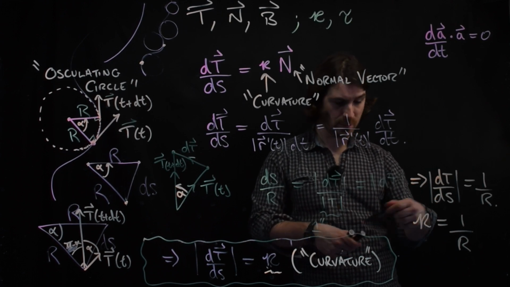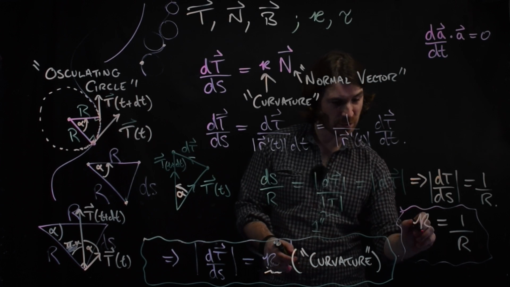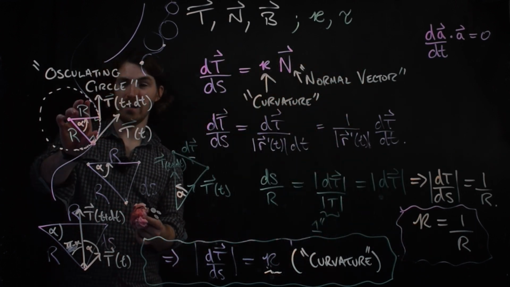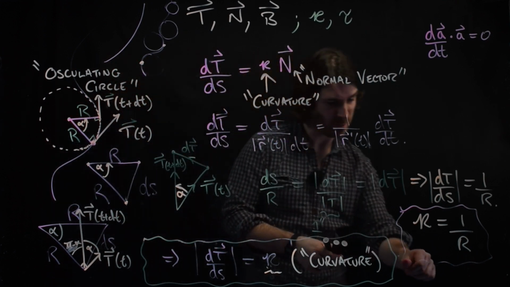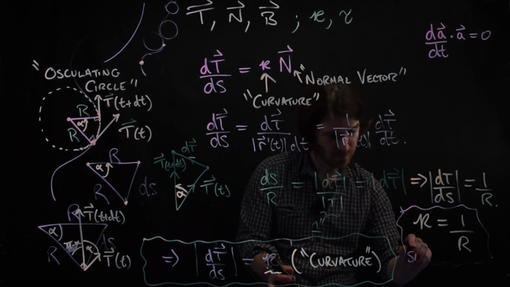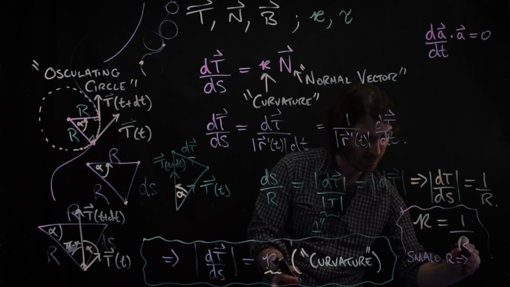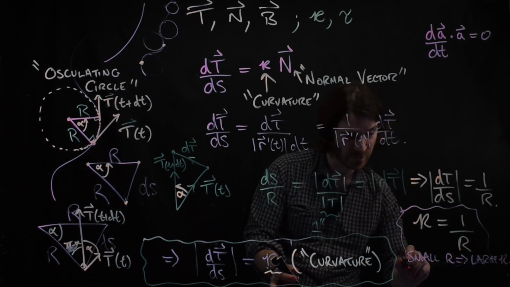So the curvature is inversely proportional to the radius of this osculating circle. This means that small r gives large curvature and vice versa.